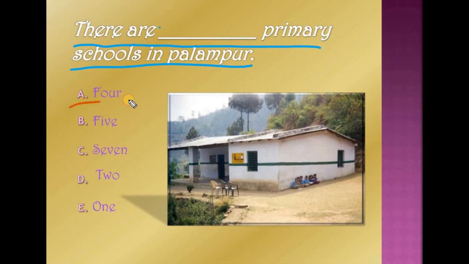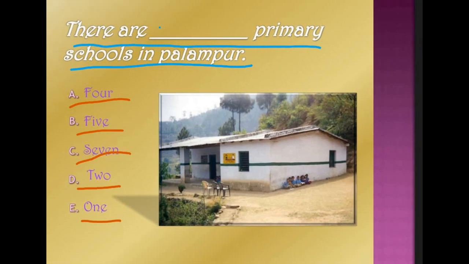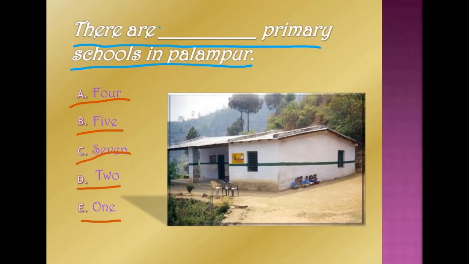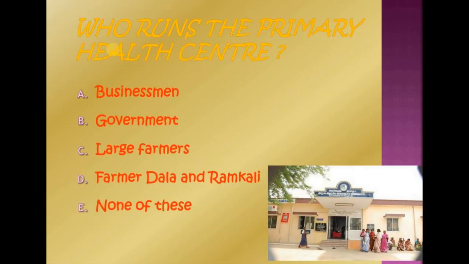Option A 4, option B 5, option C 7, option D 2, option E 1. So even this question is pretty obvious. There is nothing much to explain. It's directly from the textbook. So the answer is nothing but 2. I've read it pretty many times in the chapter. So here we have the next question.